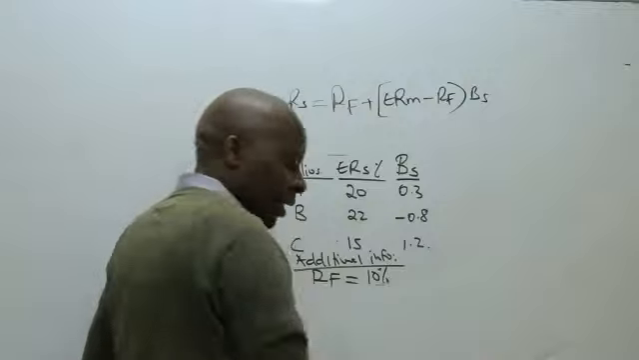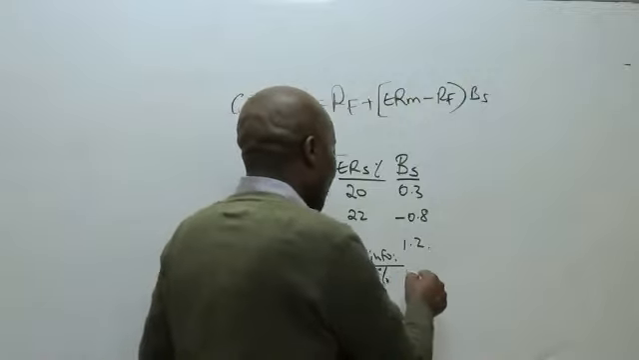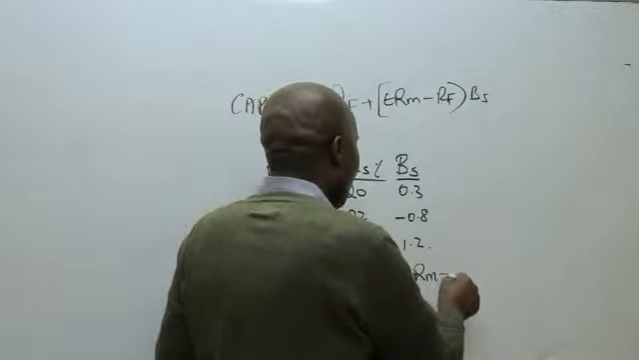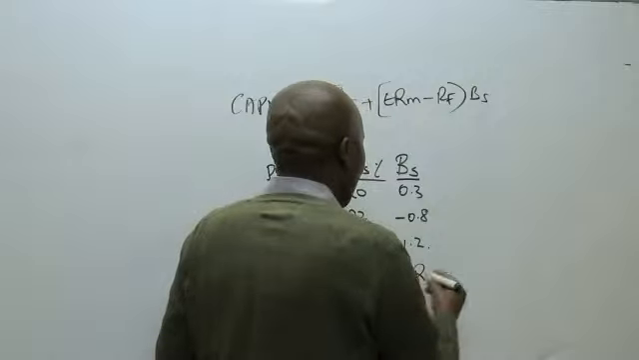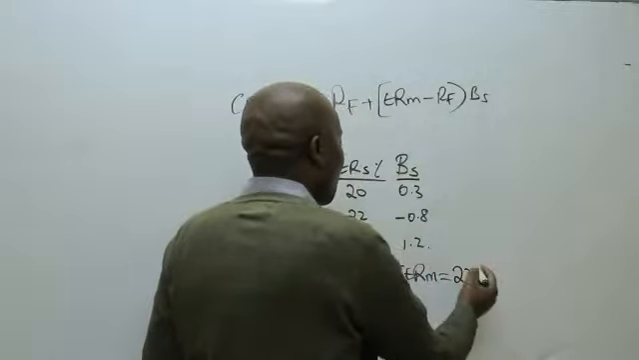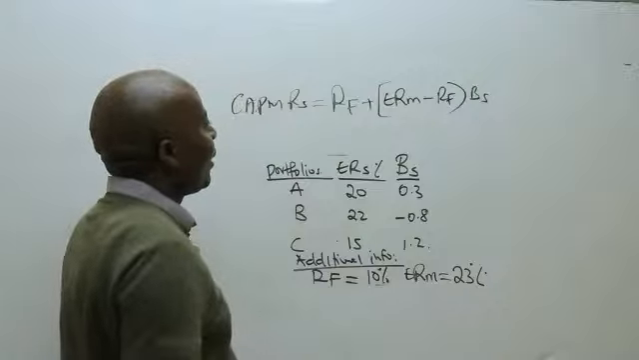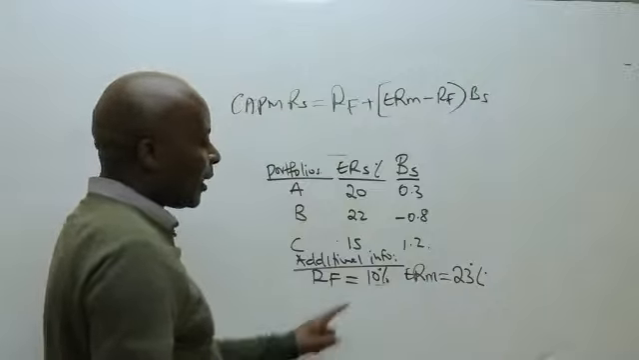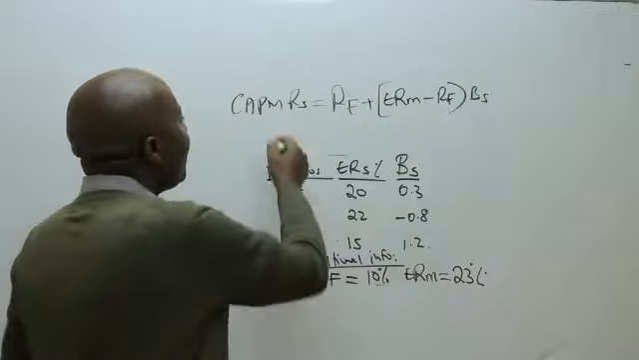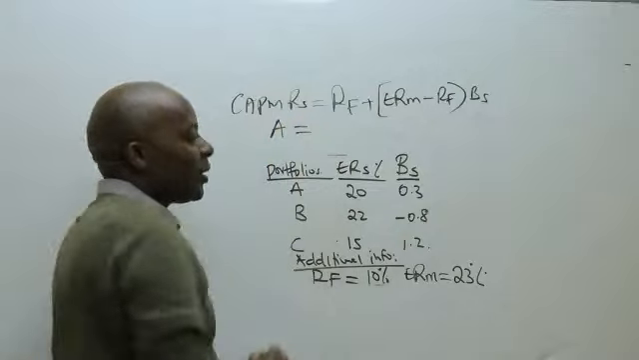Expected returns of the market. Insert here the expected returns of the market, ladies and gentlemen. Here, let's work with 23%. Just insert it there. So straight away, come and give us the CAPM returns of A.